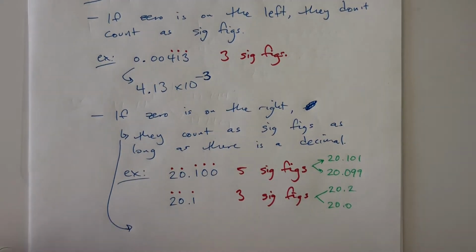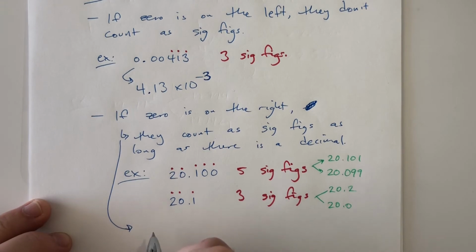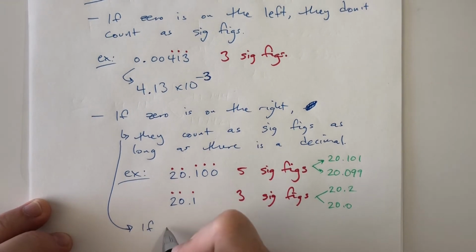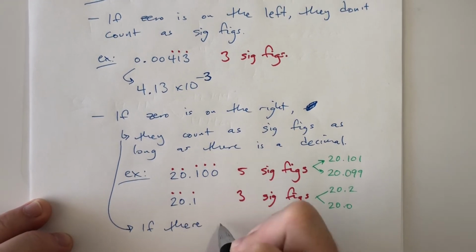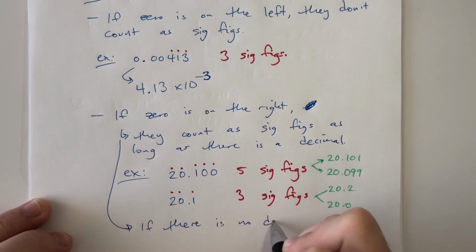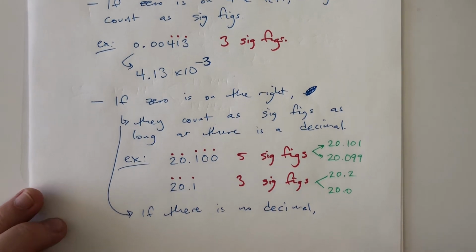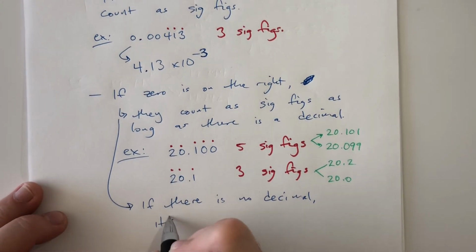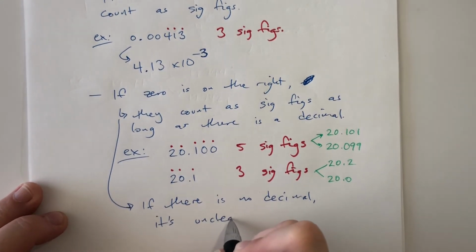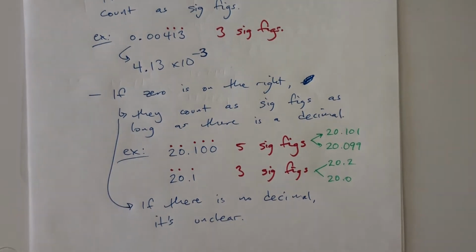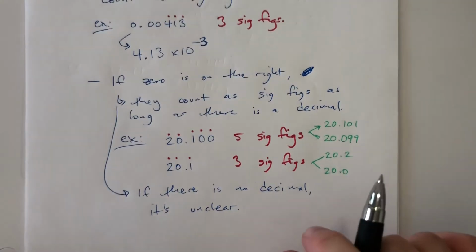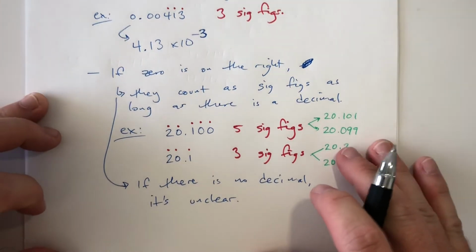Okay. If there's a 0 on the right, if there is no decimal, it's really unclear. Okay. So let me show you a couple examples to show you what I mean here.